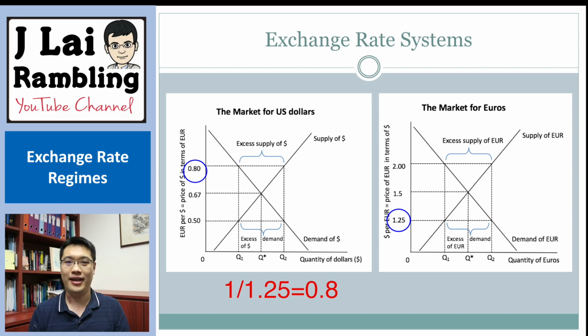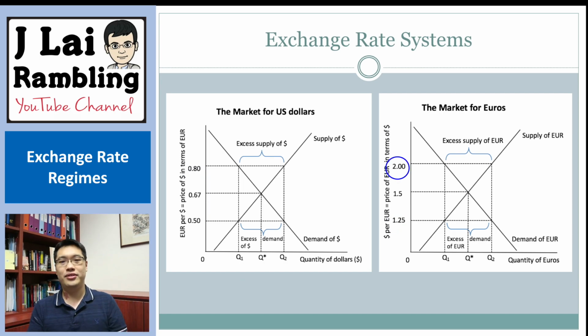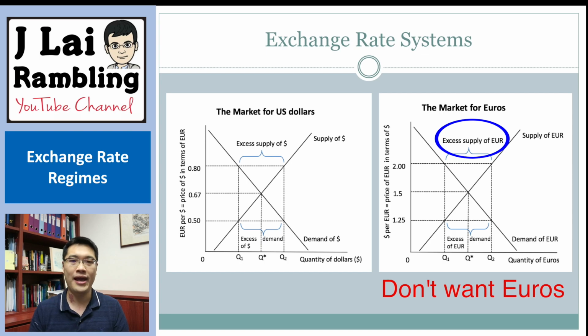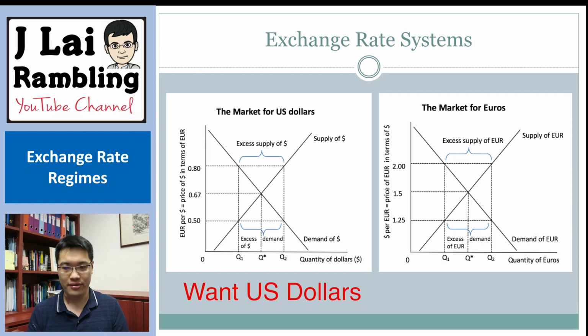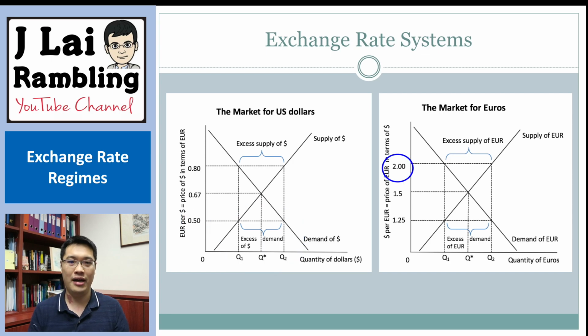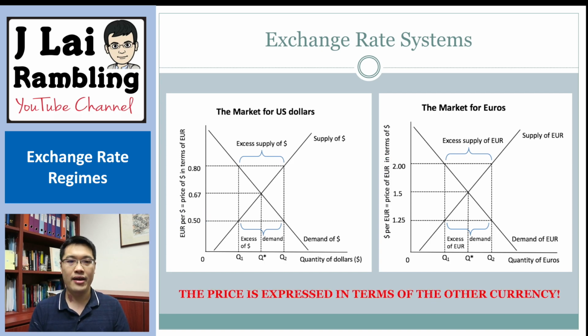Similarly, at 2 dollars per euro, there is an excess supply of euros. Here, people don't want the euros. They're supplying a lot of them. That means that people want the other currency. They want the dollar. So where do we see on the left-hand side diagram that there's an excess demand? Well, it's 0.5, and surprise, surprise, 1 over 2 dollars per euro gives you 0.5 euros per dollar. Remember, the price is expressed in terms of the other currency.